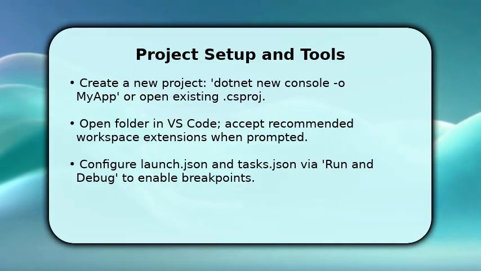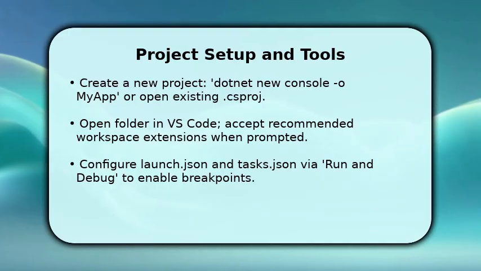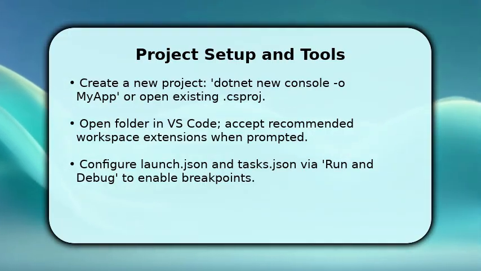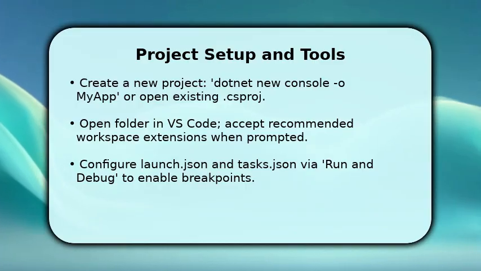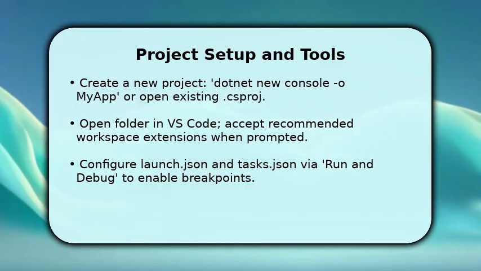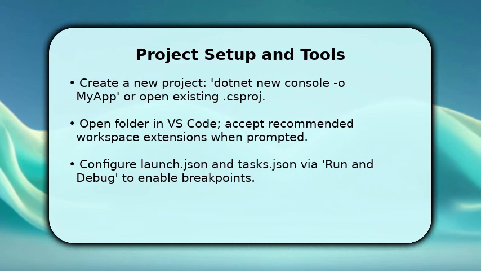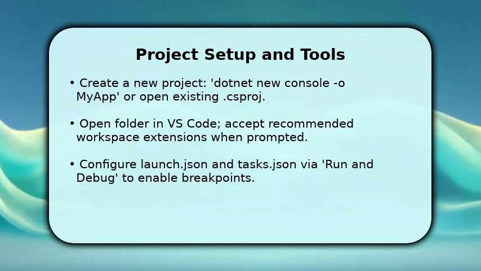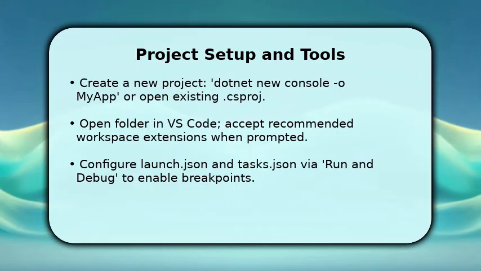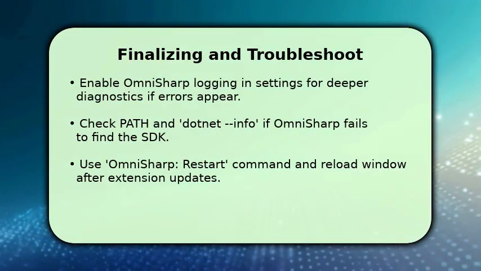Then open Run and Debug to generate launch.json and tasks.json. This configures build and debug commands. Once configured, set a breakpoint, press F5 to start debugging, and watch the integrated terminal run dotnet build and run for you. Finish by validating the developer experience and knowing one solid troubleshoot step.